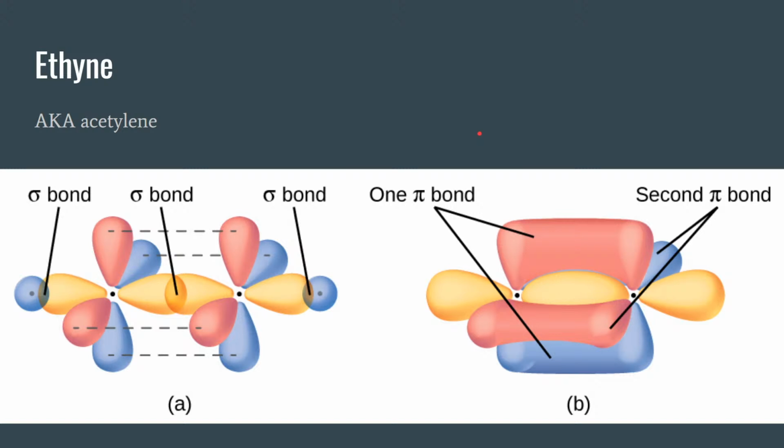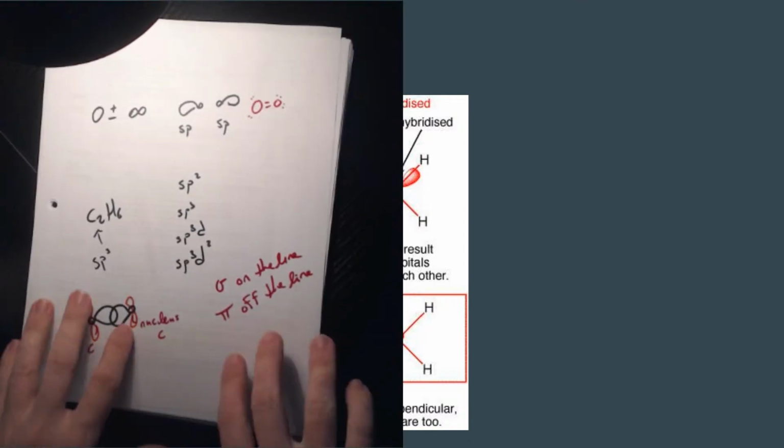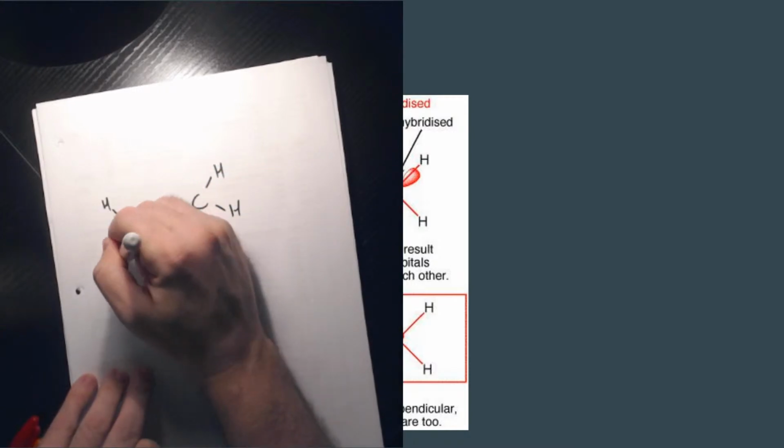Now for something really complicated. This is allene, C3H4. So the way allene works, let me bring up the camera. We have two double bonds between the carbon atoms. Okay. So we have carbon bound to carbon, bound to carbon, and then we have hydrogen, hydrogen, hydrogen, hydrogen. But there's a weird thing going on with the way this works.